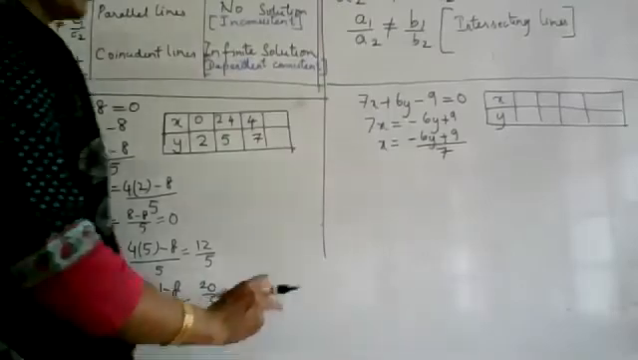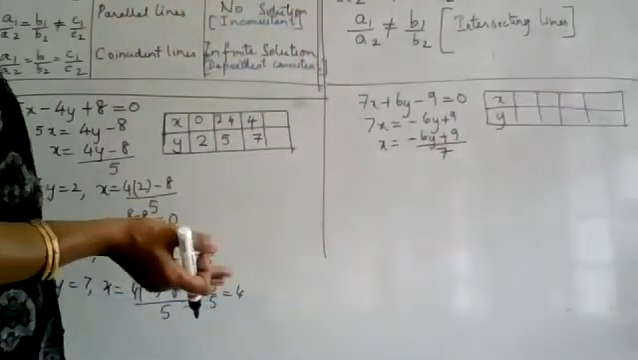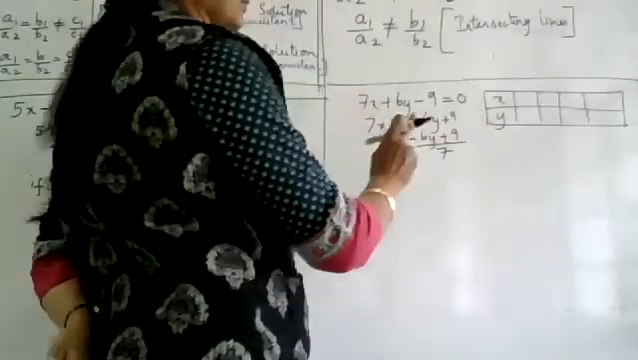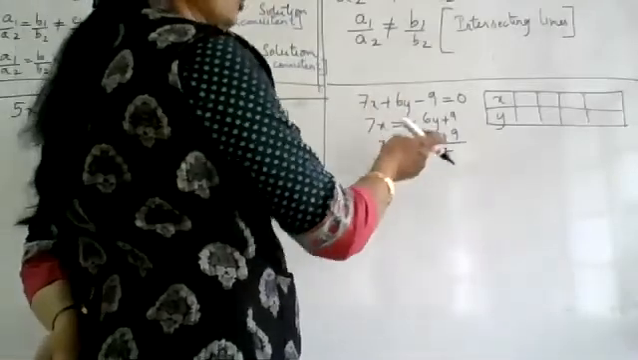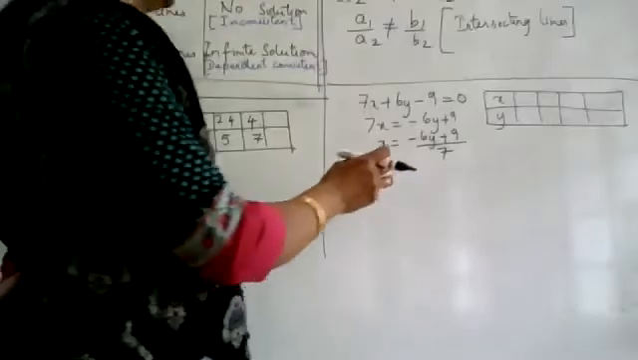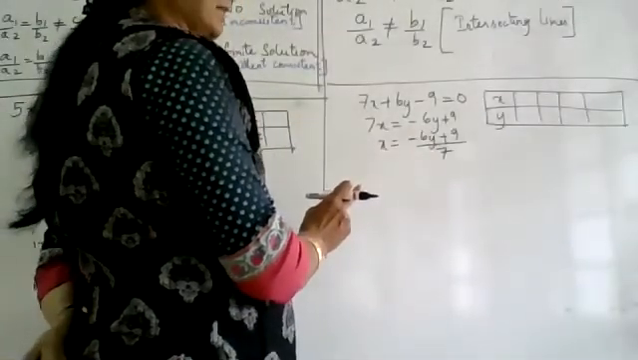So give values for y. If y is 0, I'll get 9 by 7. Difficult. So y is 1. Negative 6 positive 9, 3 by 7. 2. Negative 12 positive 9. Again it is a negative 3 by 7. 4. 24 minus 9.